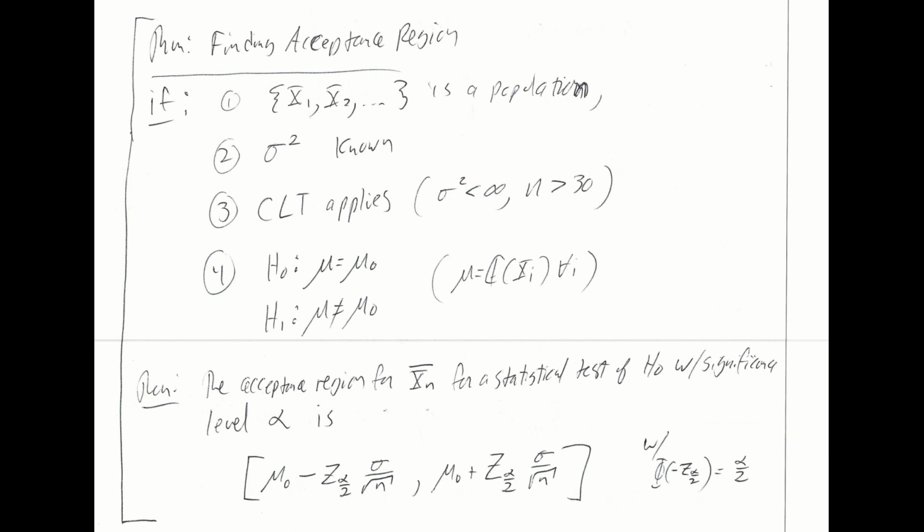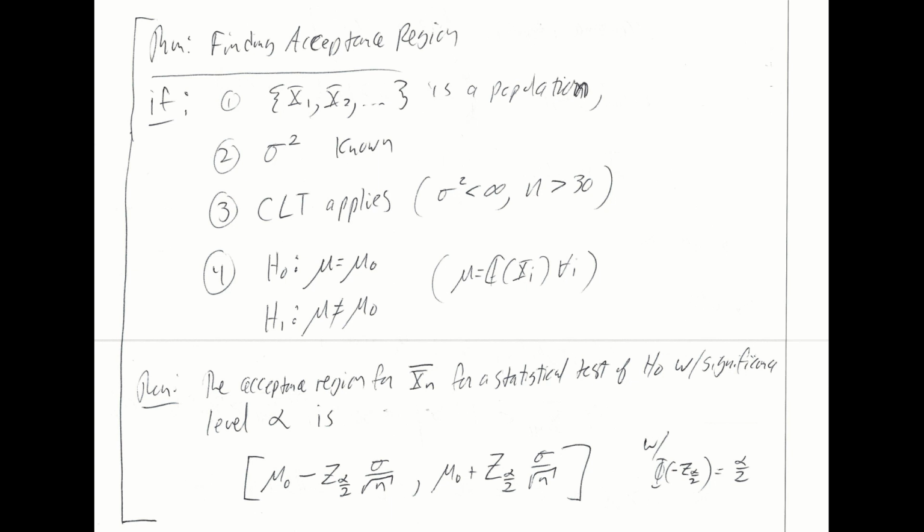And if your null hypothesis asserts a value for population mean, whereas your alternative hypothesis is the two-sided alternative hypothesis that population mean is simply not equal to that value, then the acceptance region for your test statistic, sample mean, for a statistical test of this null hypothesis with significance level alpha is given by this formula. The acceptance region is this interval, mu naught minus z sub alpha over 2, sigma over root n, and then mu naught plus that same expression.